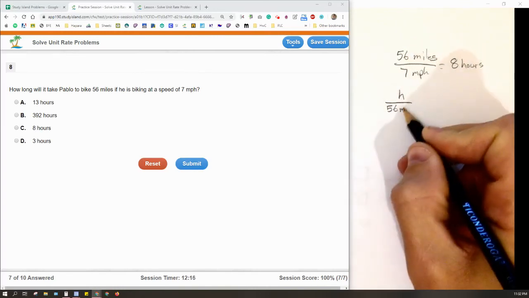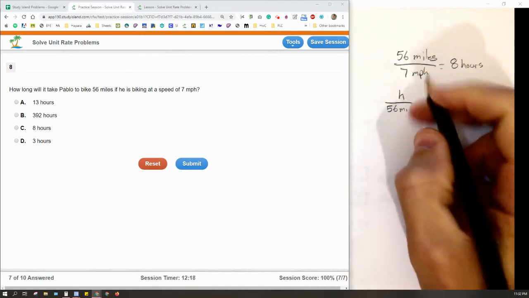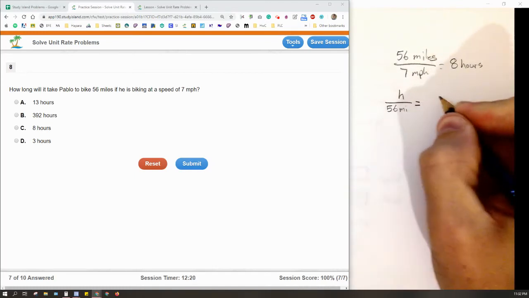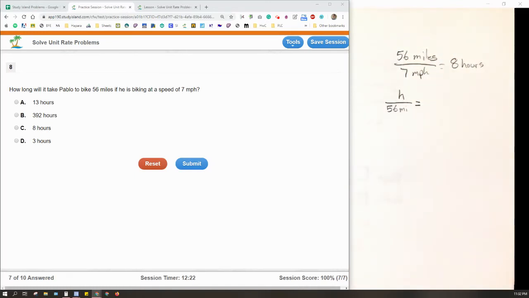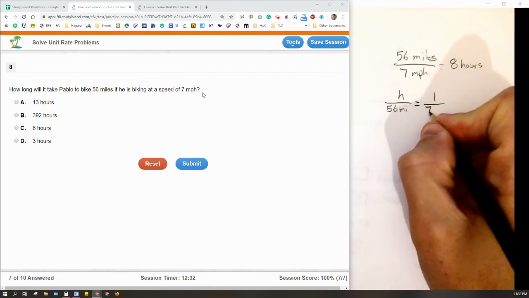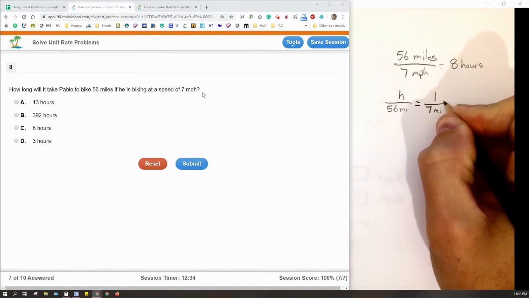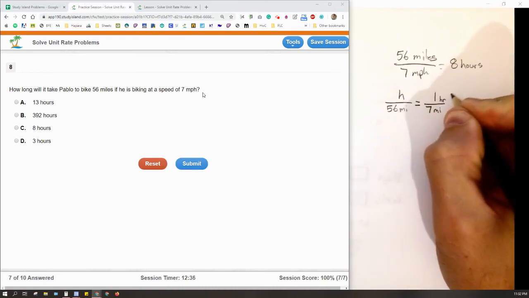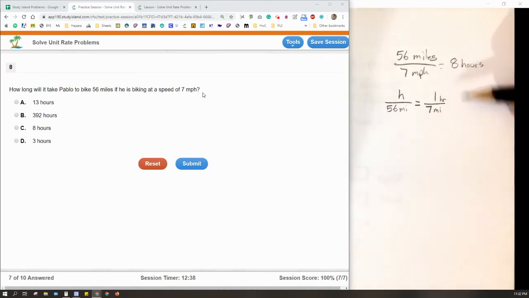So 56 miles for h hours. We don't know how many hours that is. Should be equal to the fraction that is equal to your unit rate. Now, your unit rate is 7 miles per hour. So that's 1 hour over 7 miles. Now, why did I put 1 hour over 7 miles instead of 7 miles over 1 hour?